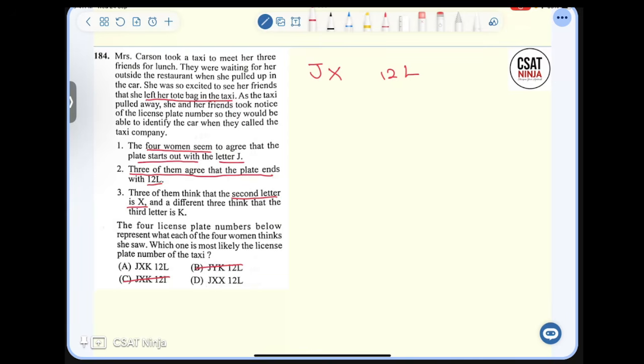Next, a different three think that the third letter is K. Third letter is K. That means the answer is this one. J, X, K, 12L. Yeah, the answer is option number A. Nothing much there. Just derive the data and get the answer from there, okay?